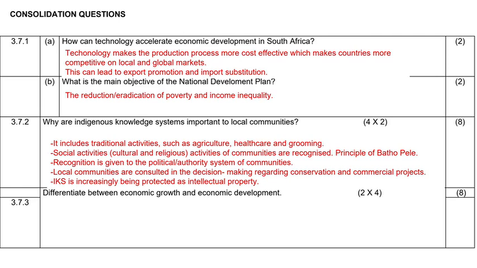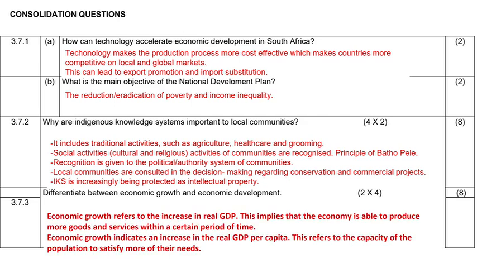And there comes the famous 8 marker I was speaking about earlier on. Differentiate between economic growth and economic development, and it says 2 times 4, right? So which means you get 4 marks for discussing economic growth and another 4 marks for discussing economic development. So economic growth refers to the increase in real GDP, that will give you 2 marks. This implies that the economy is able to produce more goods and services within a certain period of time, which will give you another 2 marks.